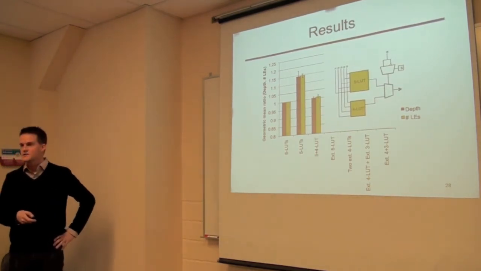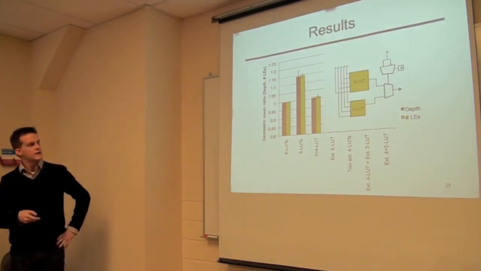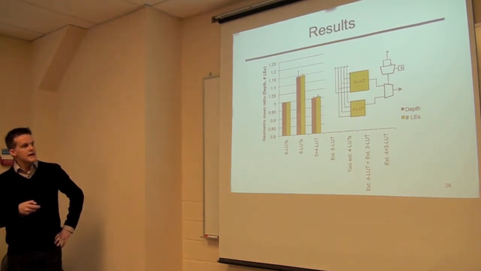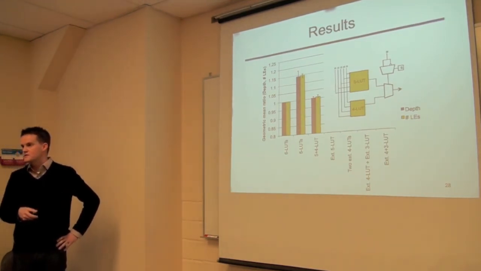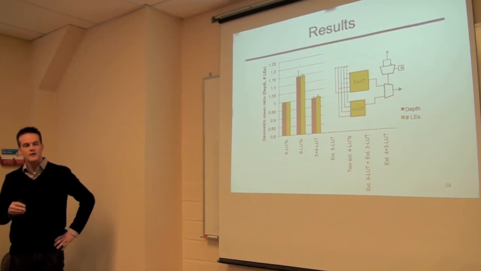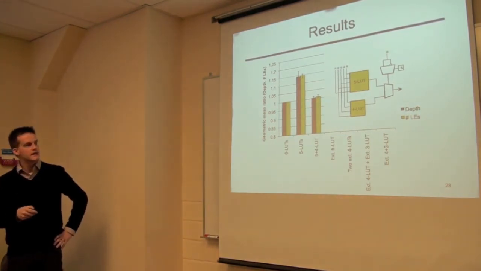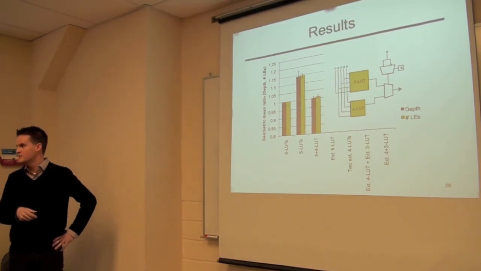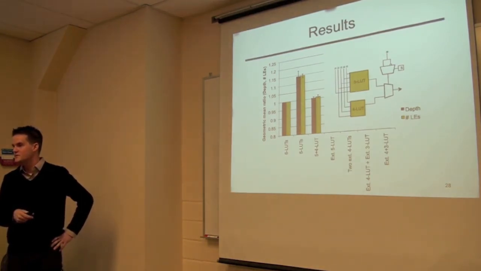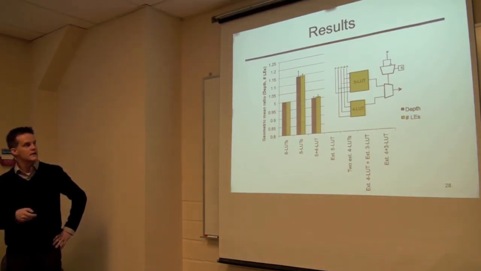5+4 LUT architecture, if you recall, it looked like that. As you can see, on the average depth and the number of LEs, because those trimming inputs are extremely common, you almost get identical depth to 6 LUTs, and you have a very similar number of logic elements, even though you use a lot less SRAM cells. That's because those trimming inputs were actually quite common.